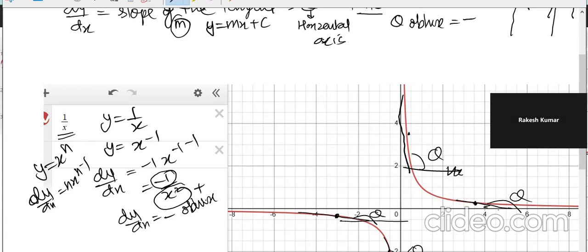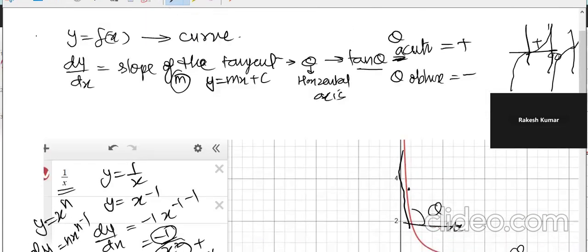The dy by dx is always telling me that the slope will always be obtuse. You take any point, draw any tangent, and see its orientation with respect to the horizontal line. So this shape matches the first derivative. Then comes this first thing. Whenever we draw a graph, you first draw the curve by y is equal to f(x). Second, you do dy by dx to get an idea of the slope of the tangent.